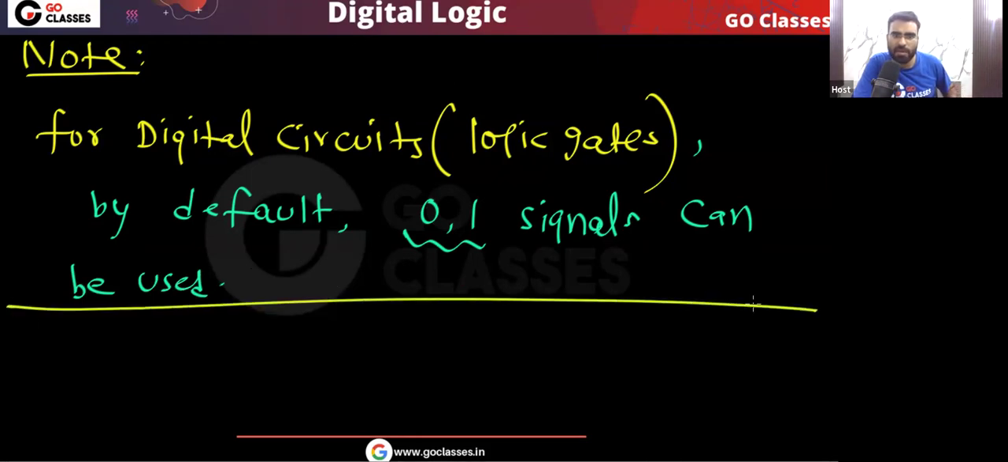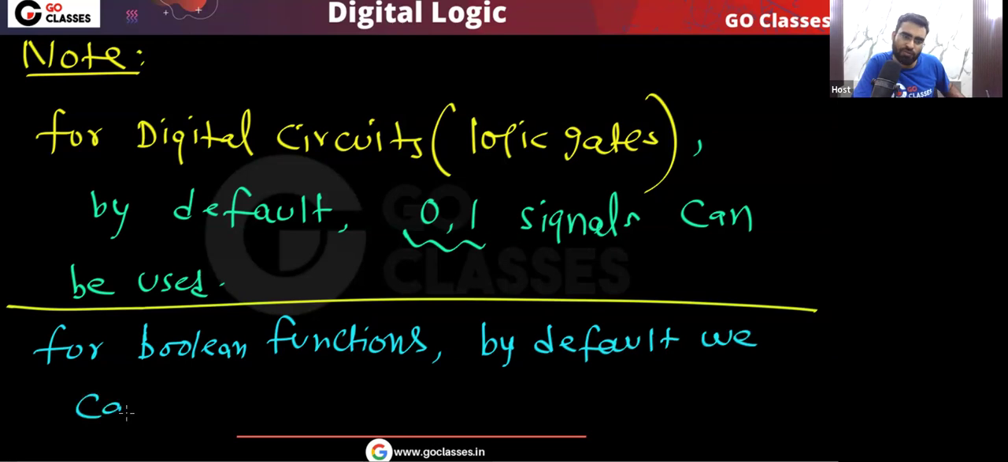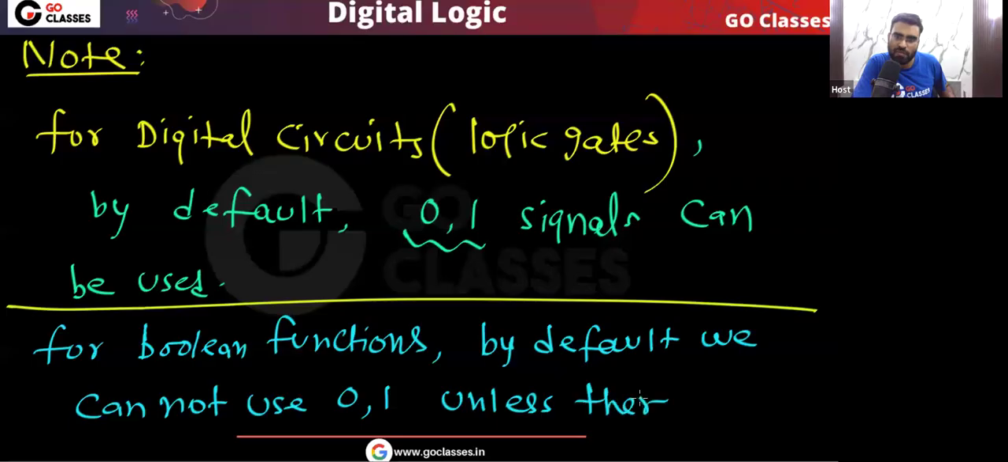Very simple. But remember, for Boolean functions, by default, we cannot use 0 comma 1. We can use them only if they are given. 0 comma 1 signals can be used only if they are given. By default, we can't use them, unless given in the question.